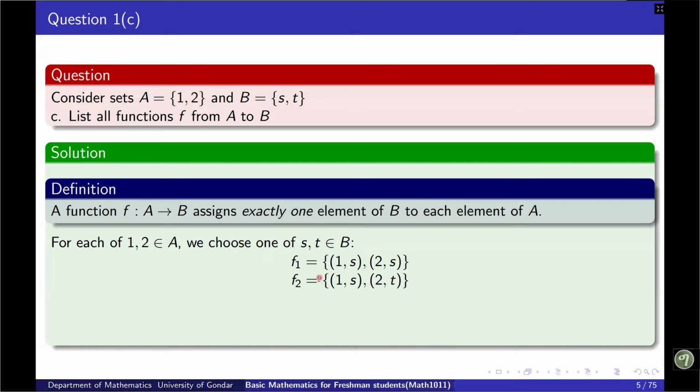The second function could be 1 can be paired with S and 2 can be paired with T. The difference is, in the first case, 1 and 2 have the same image, that is S, but 1 and 2 here have their own unique images. The third one could be 1 can be paired with T and 2 can be paired with S. And lastly, 1 can be paired with T and 2 can be paired with T, having the same image like that of S before. Therefore, these are the total number of functions that can be constructed, or simply mapped, from this set A having these two elements to this set B.